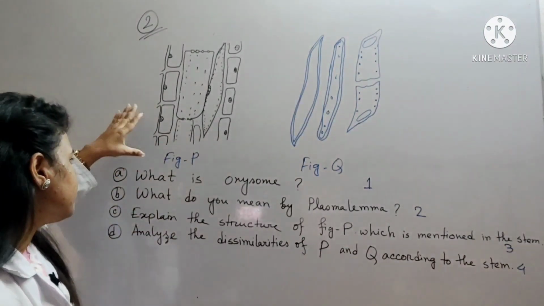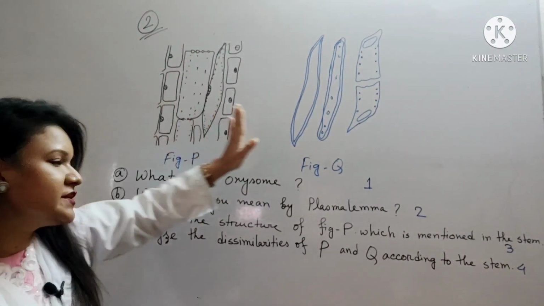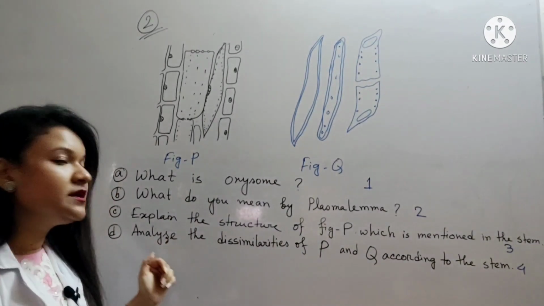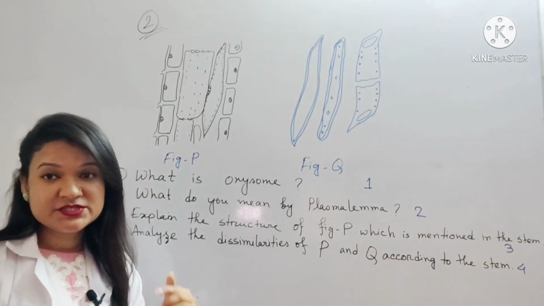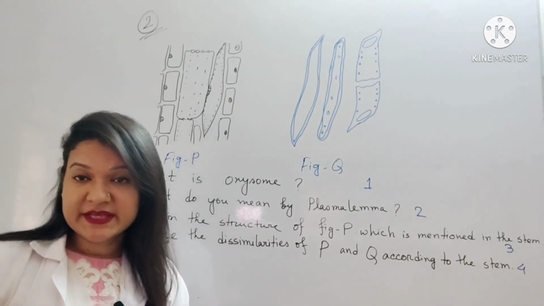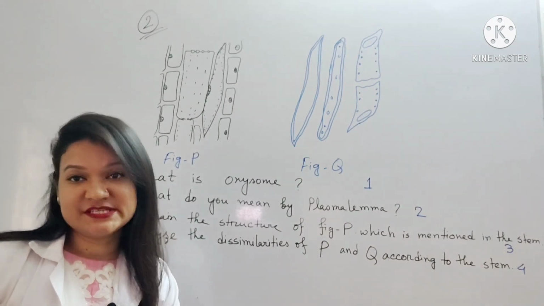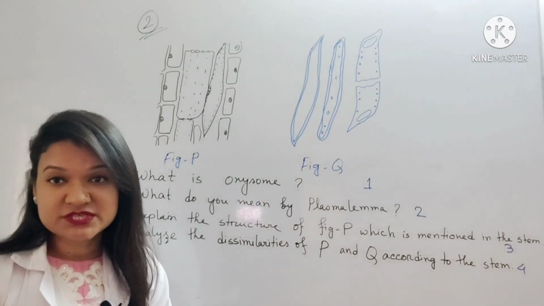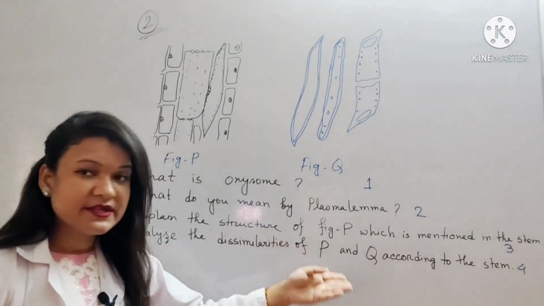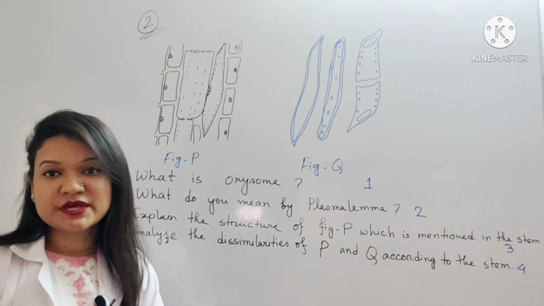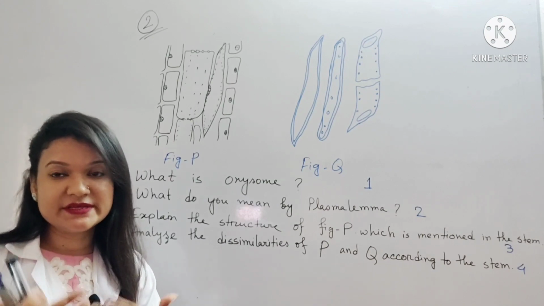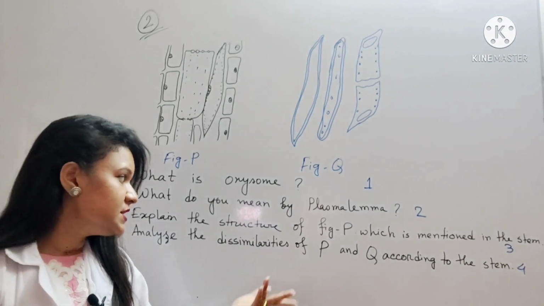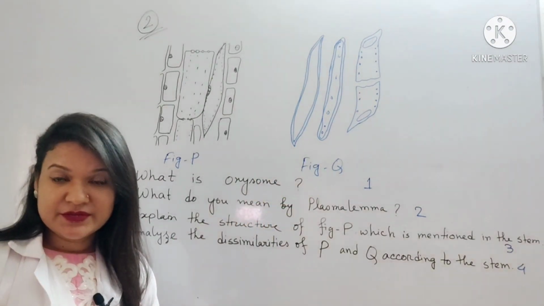So our figure P is phloem and figure Q is xylem. So you have to find out the dissimilarities of figure P and Q, and you have to analyze it. First of all you have to write down the knowledge based question, what is figure P and Q. You will write down, this is phloem, and you will give the definition, and then you will write down, Q is xylem, and then you will write the definition.